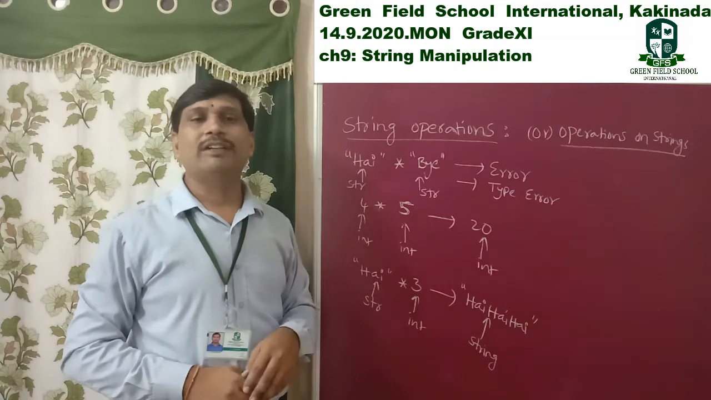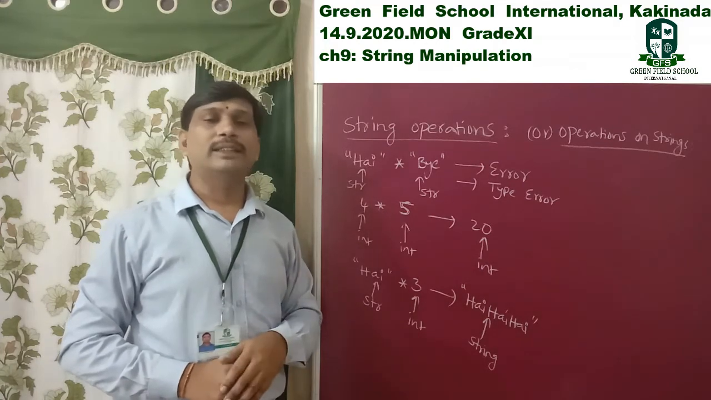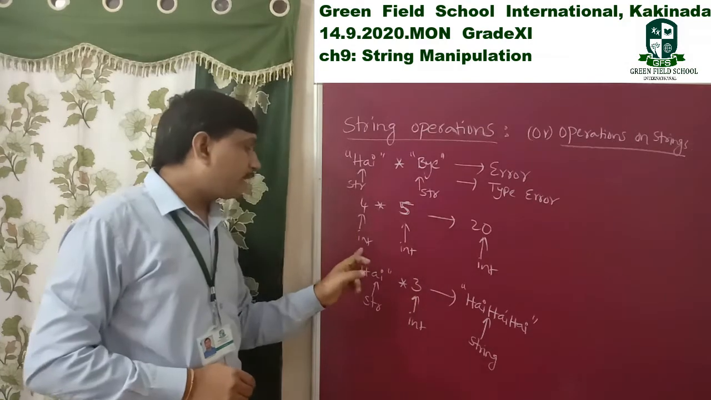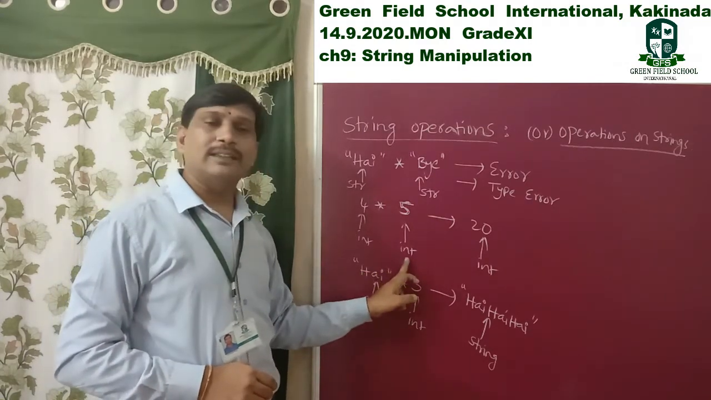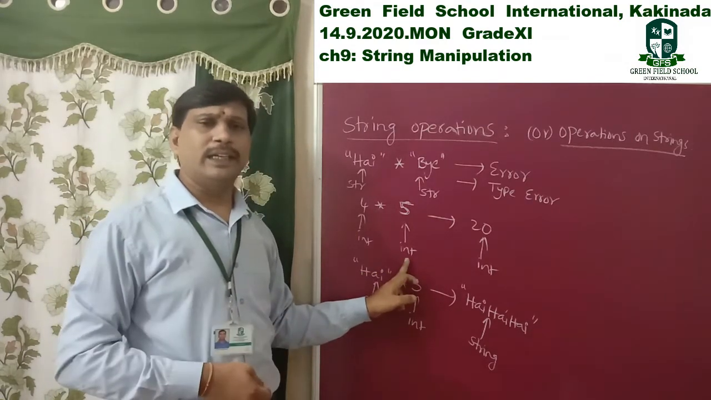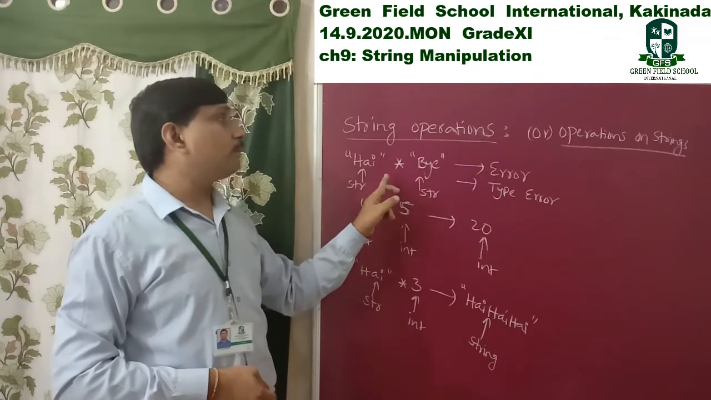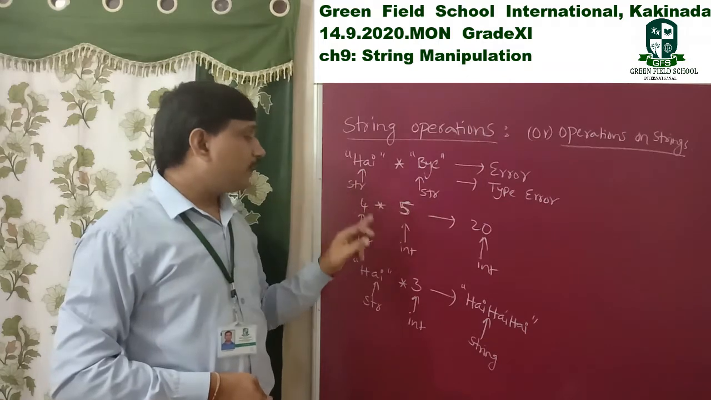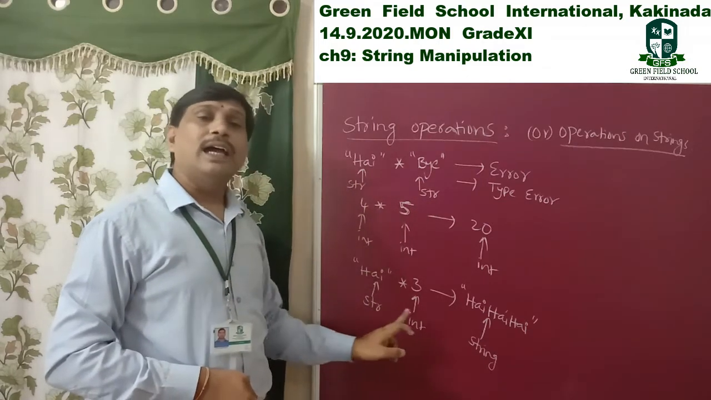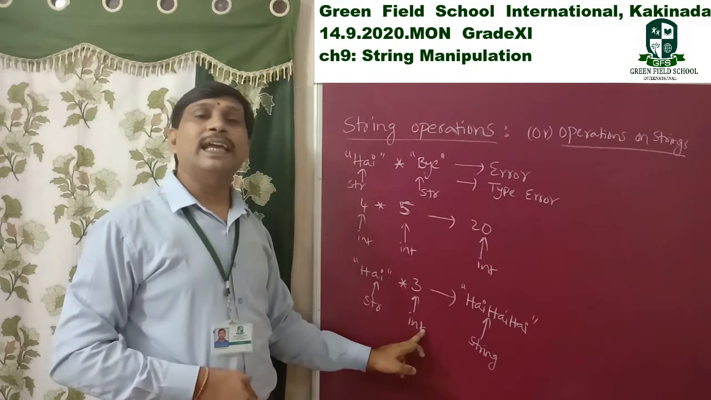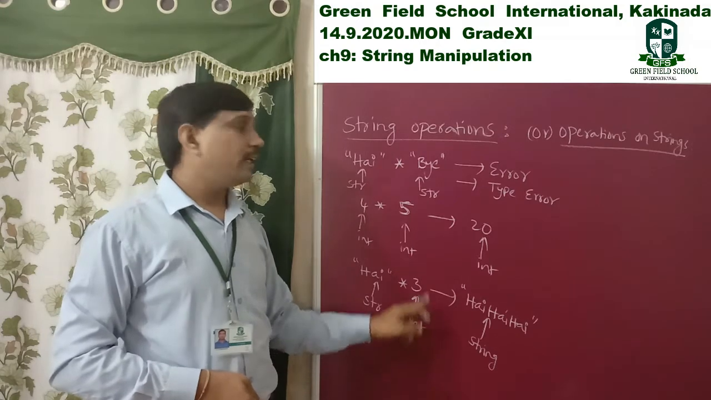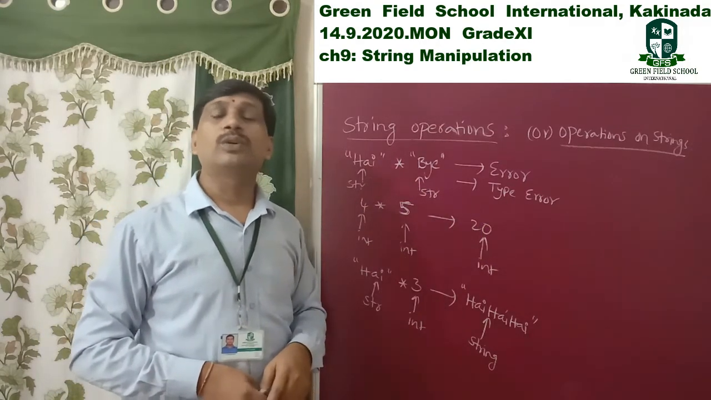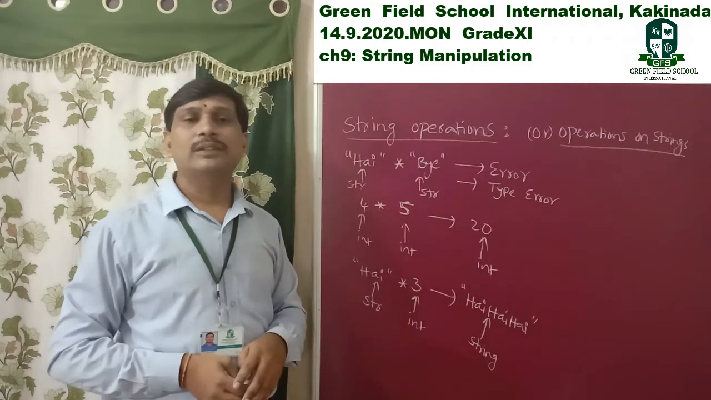So when we apply the multiplication operation, we take two operands as integer or any number data type. When we apply the replication operation on strings, one operand is a string and the other is an integer. Here I am taking two strings, that's why it creates problems. So this is the concept.